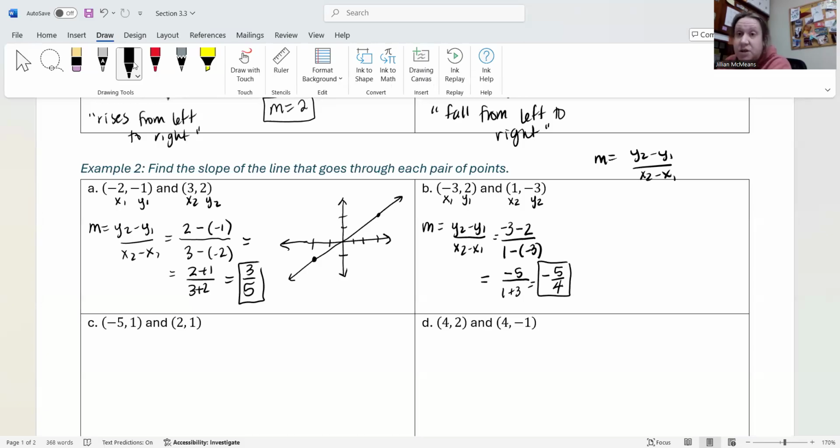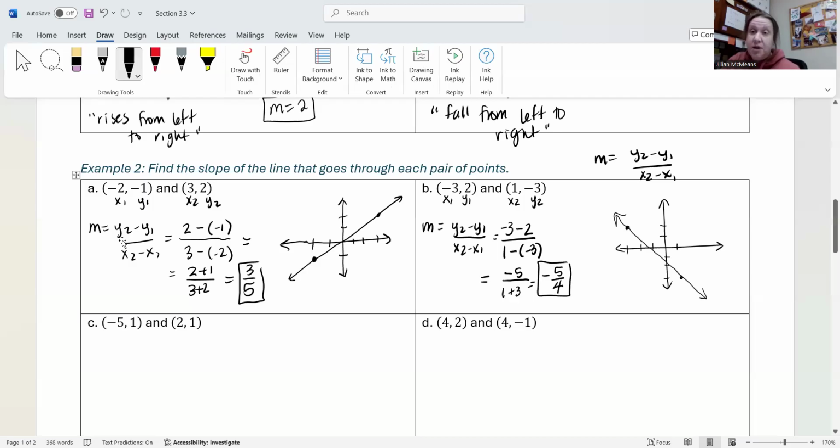And again, let's just sketch it and see what it's going to look like. So we've got an x-axis. We've got a y-axis. We want to go 1, 2, 3, 1, 2. So we've got a point here. And then 1, 1, 2, 3. We've got a point here. So from left to right, we can see that this line is indeed falling, which makes sense because our slope was negative. Okay. Now let's look at the last two examples.